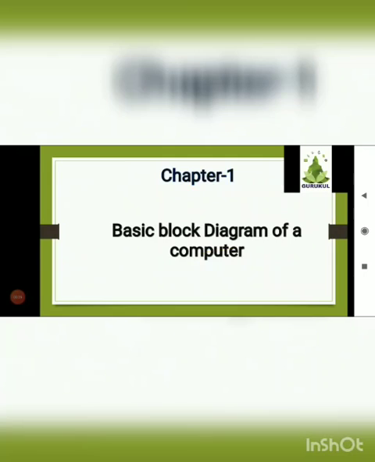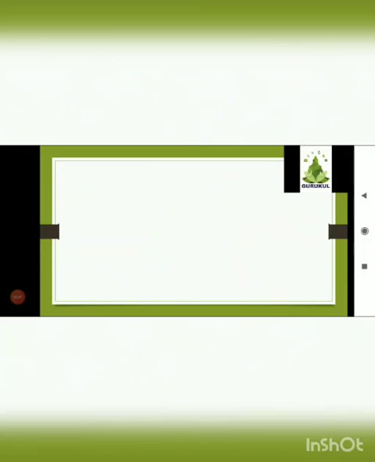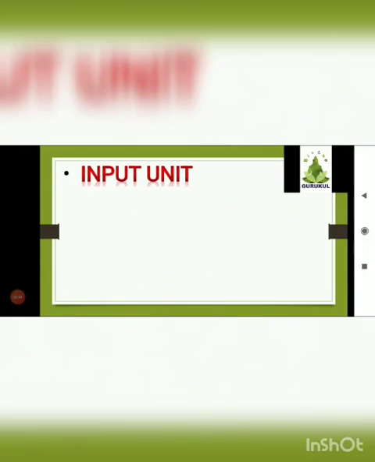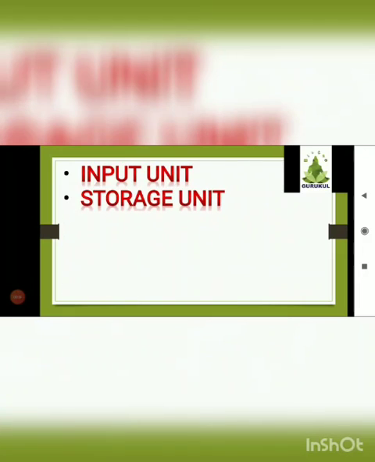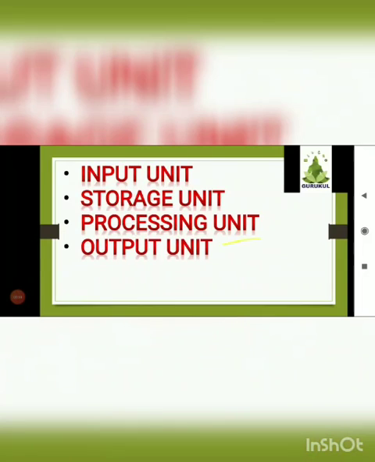Kids, we have already learned what is computer. Computer is an electronic device which accepts human data, processes it and gives us information as an output. So here we will learn about one by one each part of a computer system, how it is being made. So in this chapter 1, we will cover input unit, storage unit, processing unit and output unit.